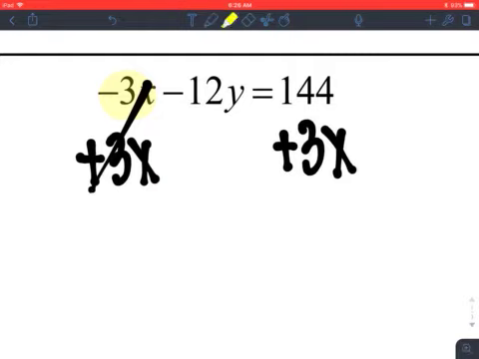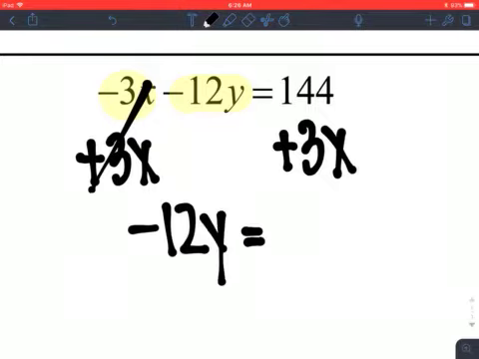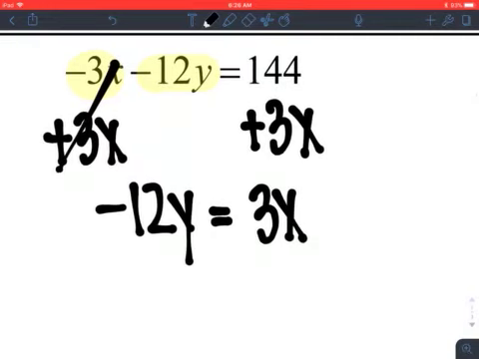Now, a common mistake is students see this negative 12y, but they don't bring down the negative. You have to bring down the sign with it, meaning you take this negative 12y, bring it down, and now I'm going to take that positive 3x, place it in front of the 144, and because that 144 was originally positive, I'm going to add 144.